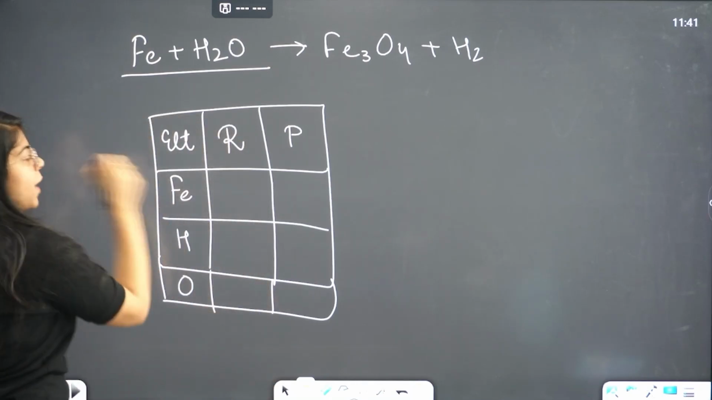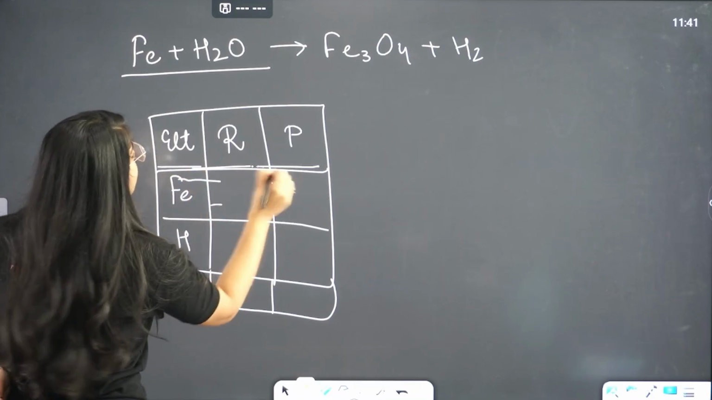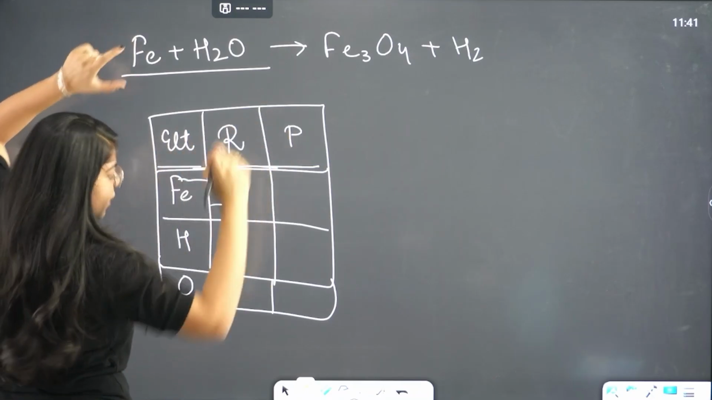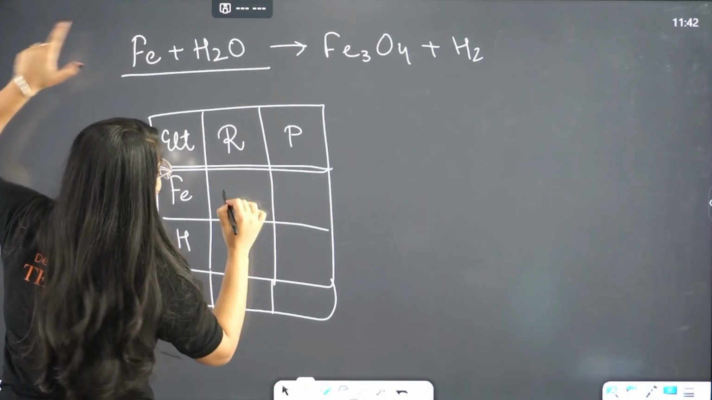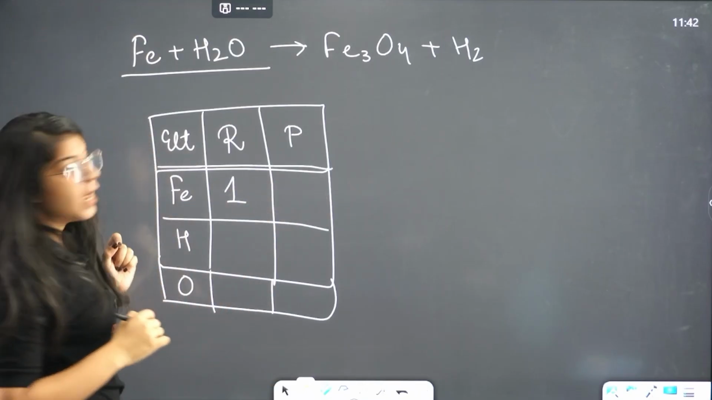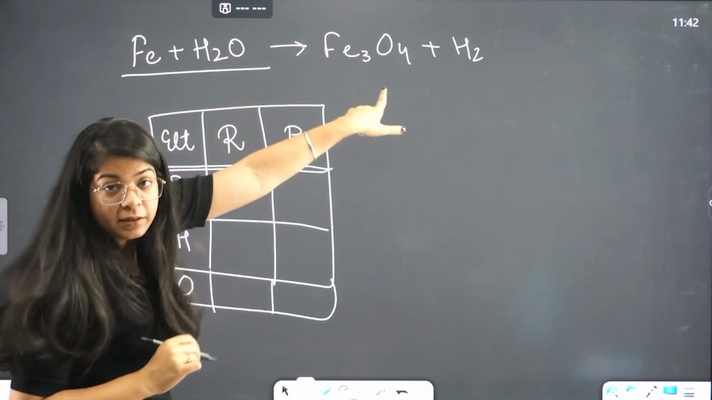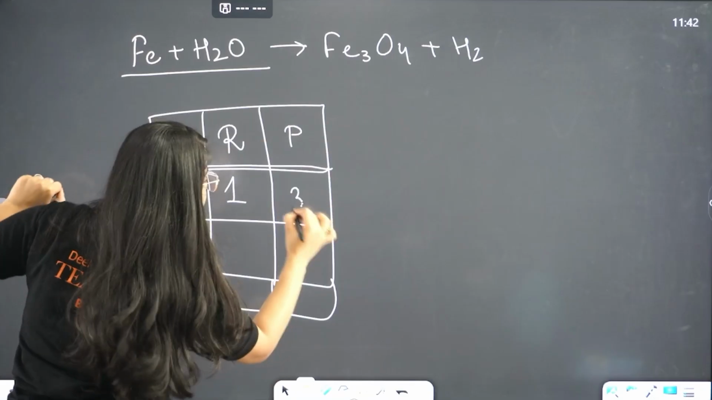Because I will make you practice. Now in the reactant side, iron is only 1, so I will write 1 here. In the product side, iron is 3. Right? Iron is 3. Okay.